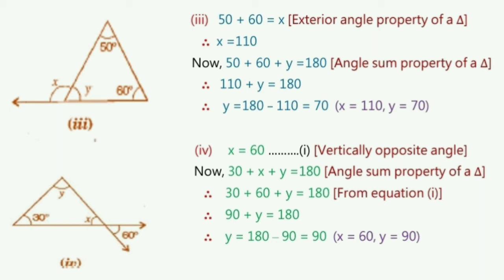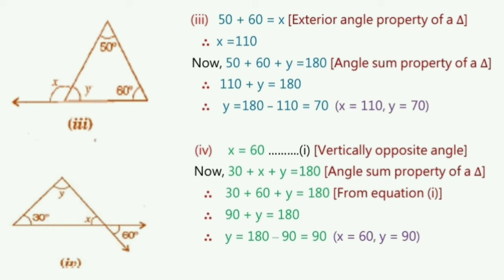Now, 50 plus 60 plus y is equal to 180. It's the angle sum property of a triangle. Therefore, 110 plus y is equal to 180. Therefore, y is equal to 180 minus 110, which is 70. So, the final value of x is 110 and that of y is 70. Is it clear? Now, the fourth one.